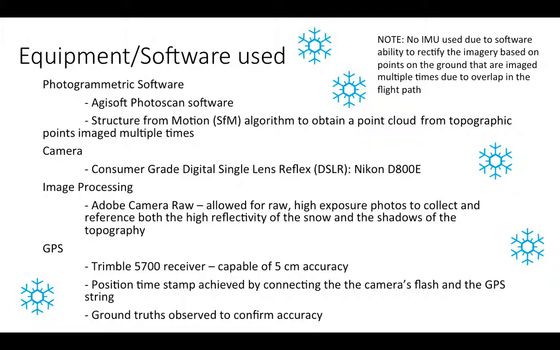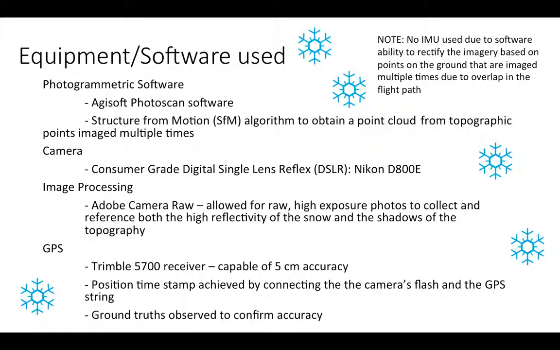And then another notable aspect of this research was that the whole process was done using a consumer grade digital single lens reflex camera, so a DSLR, just a basic Nikon D800E. So that was the notable thing about this research: it was done using a camera that was about $3,000, whereas usual photogrammetry cameras are hundreds of thousands of dollars. So making this process more user-friendly and economical.